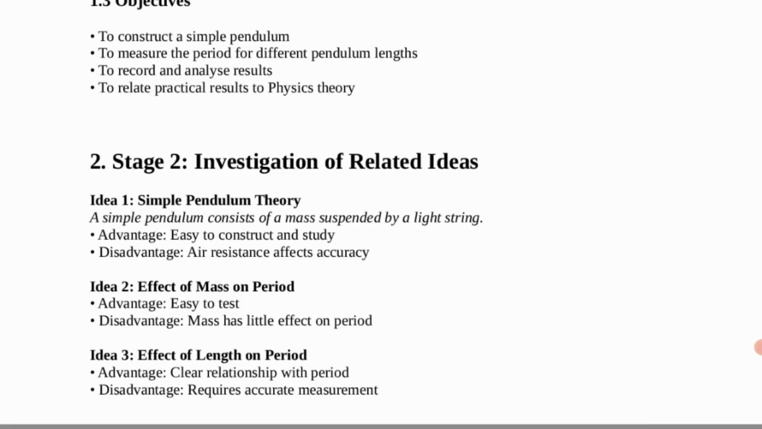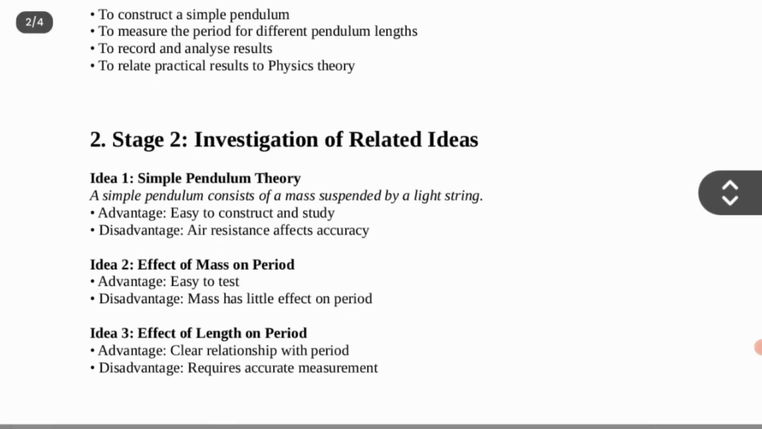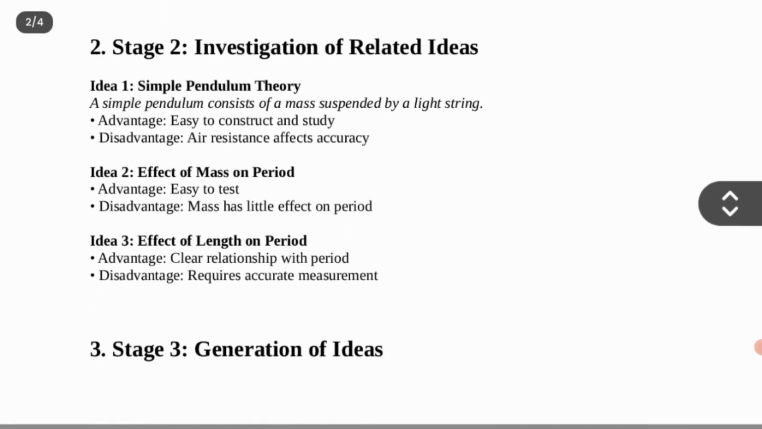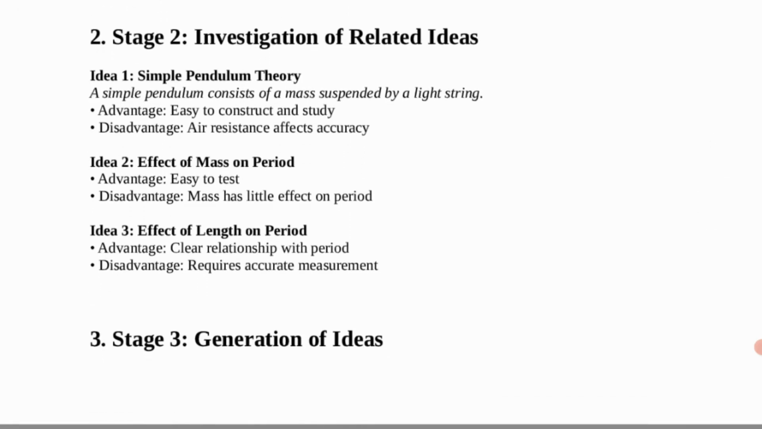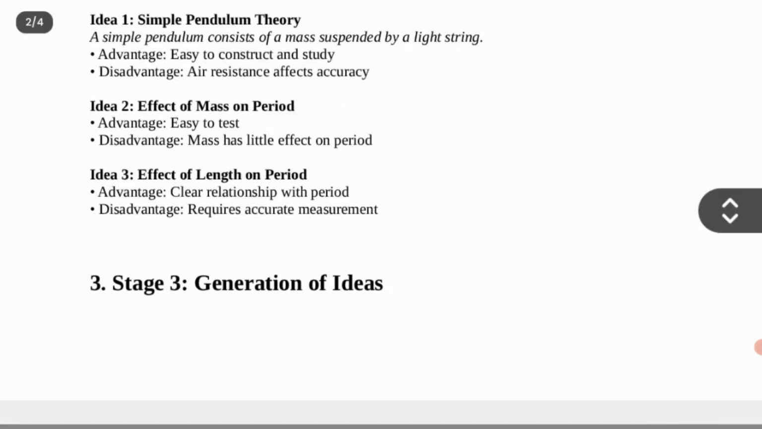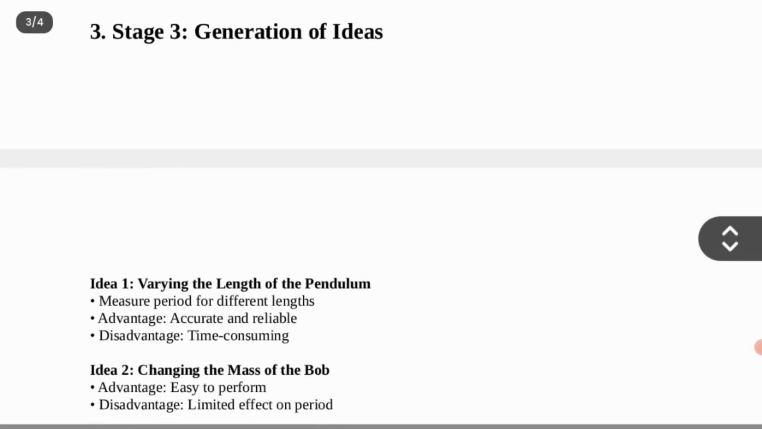To carry out the experiment, I used a string, a metal bob, a retort stand, a meter rule, and a stopwatch. The pendulum was displaced slightly and released, and the time for 10 oscillations was measured. This was repeated for different lengths.